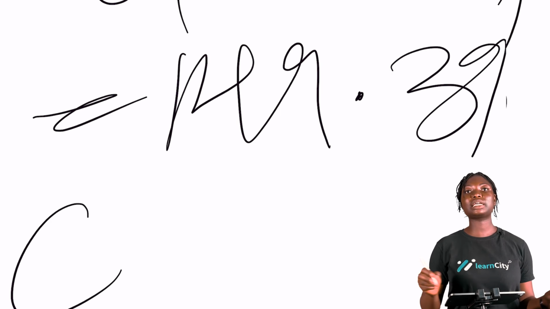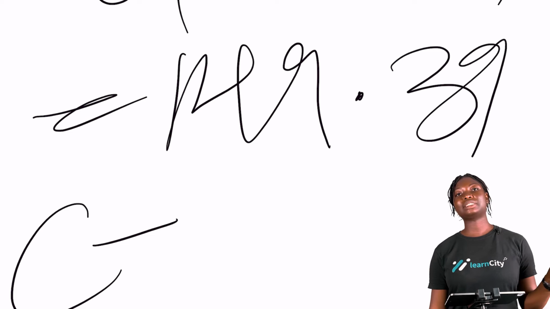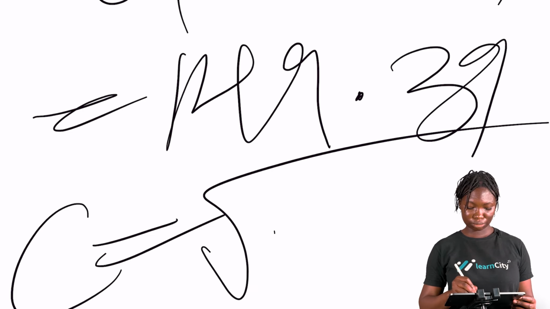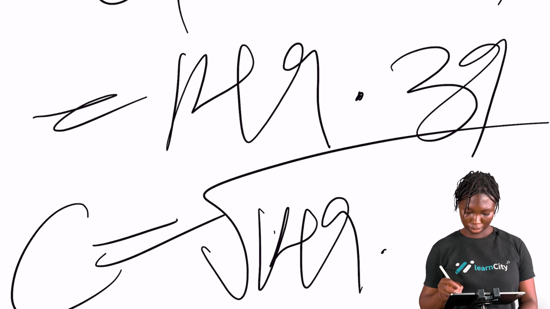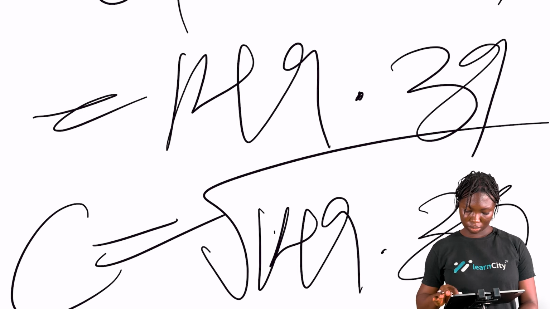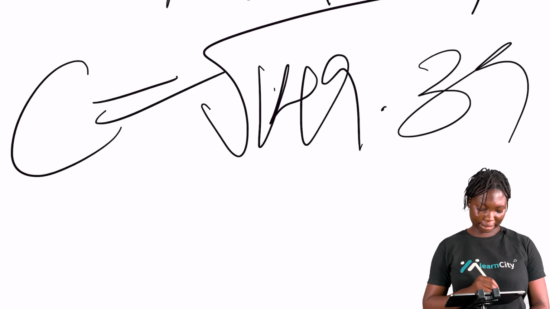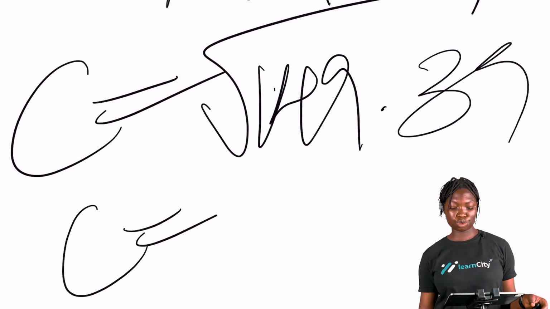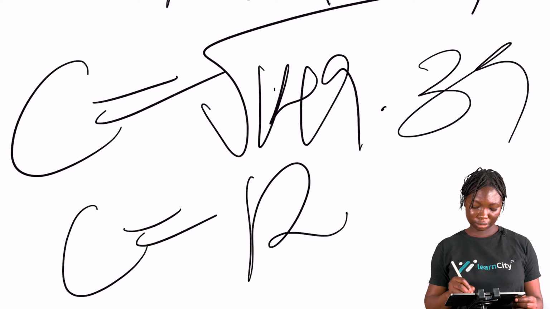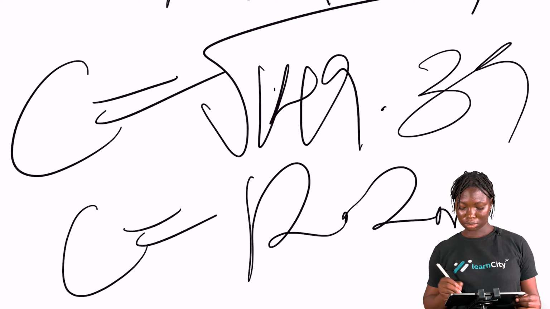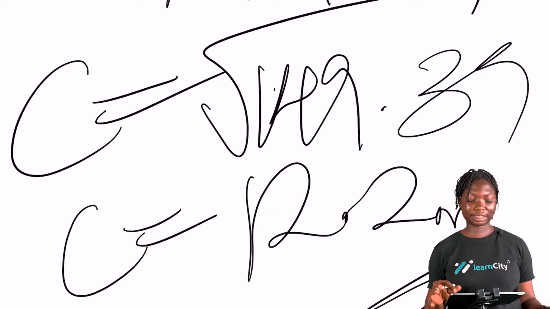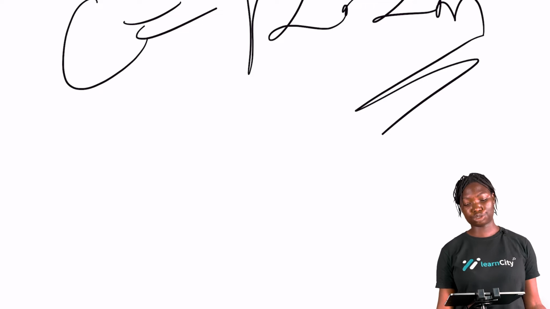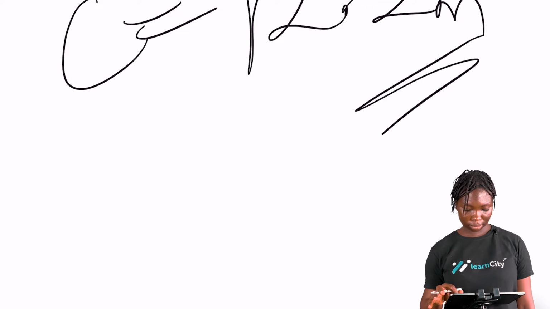So our C will now be the square root of 149.39, and we have our C to be equal to 12.2 meters. So here we've gotten our line C to be 12.2 meters.